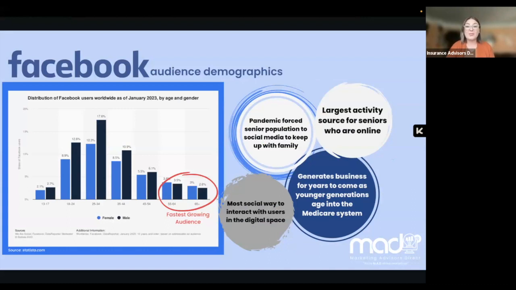And it's also the most social way to interact with users in the digital space because you have access to Facebook groups. And it's a great way to generate business for years to come as the younger generations are aging into the Medicare system.